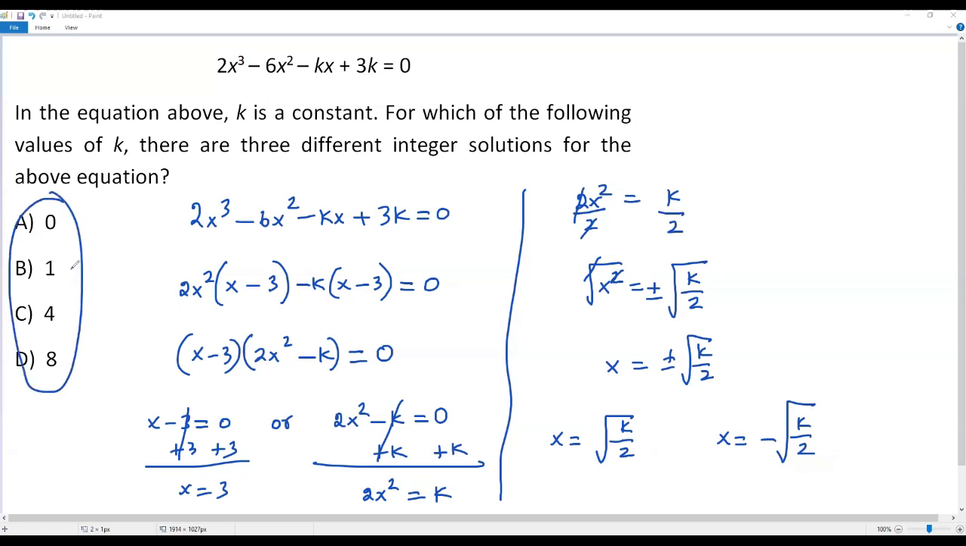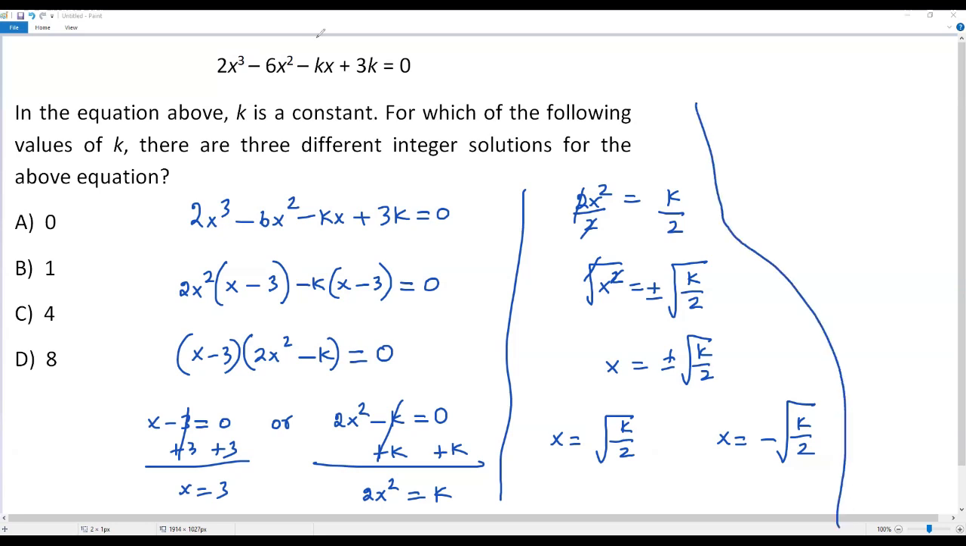Okay, now what we can do is verify the given answer choices one by one. Let me consider the value 0 for k in answer choice A. Now let me plug in this 0 for k into this one and this one. What will happen?